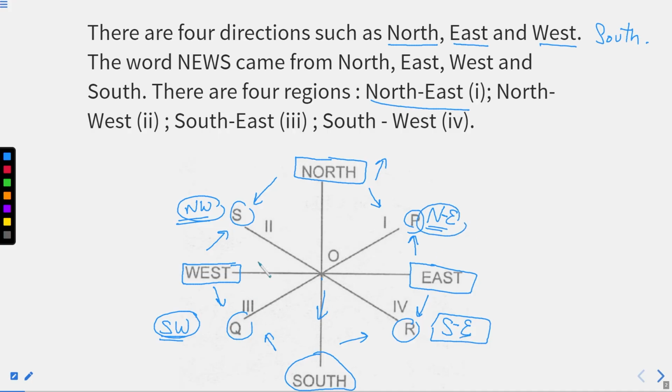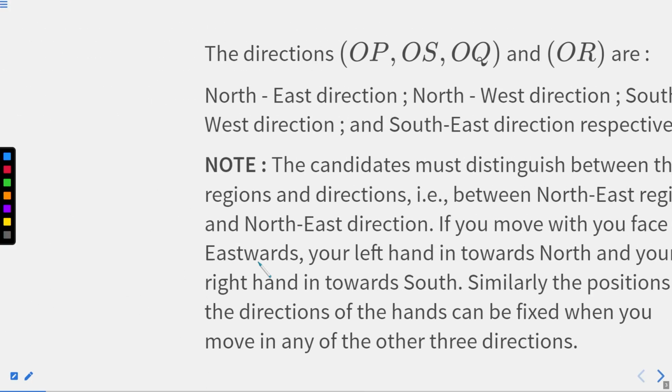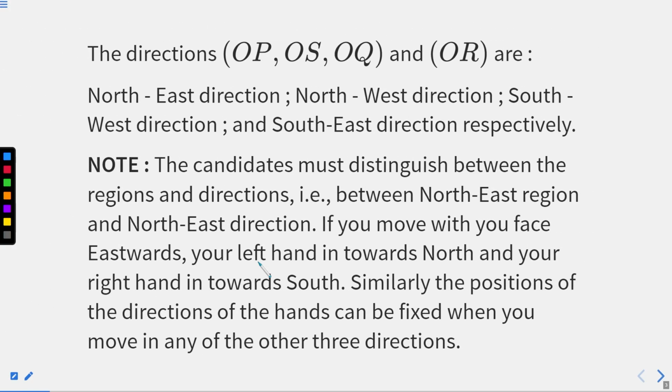Now I'll directly move to the questions part, where I'm explaining with the help of questions how the direction changes as per your position. For that, first we will read the first question, right? Before that, I have a few instructions that I have already explained. OP, OS, OQ, OR are the directions that are northeast, northwest, southwest and southeast respectively. What kind of problems do students or candidates normally face?